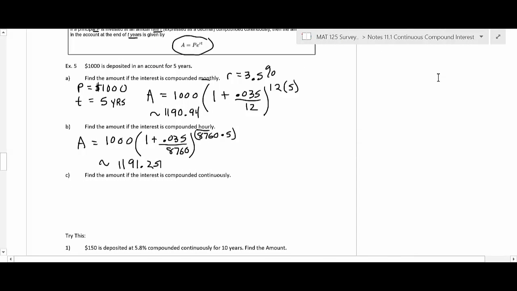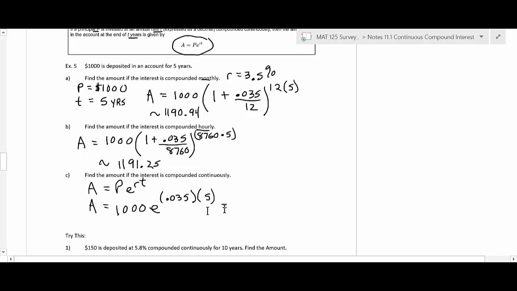Now we're going to do this continuously. Continuously means every instant of time, so the answer is going to be bigger, as big as it's going to get. So now we do the Pert formula: P e to the RT. The principal is 1,000. E is a constant. The interest is 3.5%, so 0.035, multiplied by the time, which is 5 years.